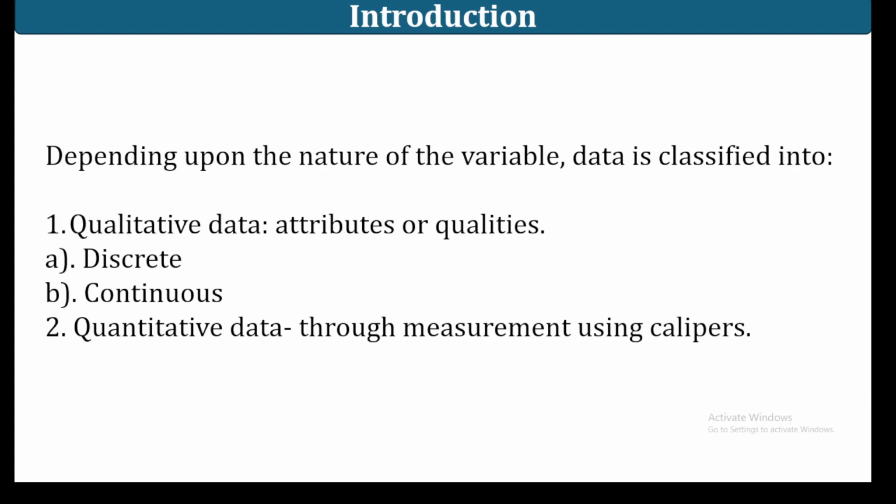Depending upon the nature of the variable, data is classified into qualitative data, like attributes and quality, then discrete data, then continuous, quantitative data through measurement using calipers.